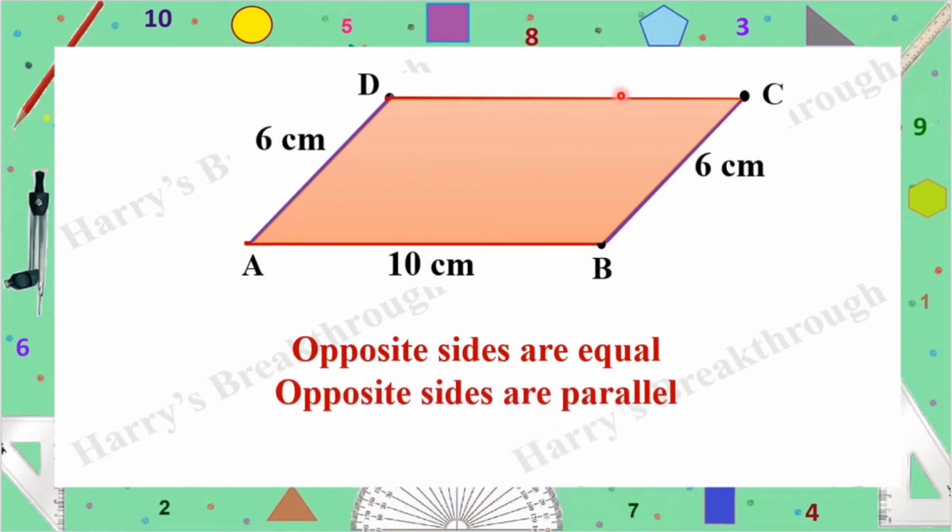And also we got that opposite sides are parallel, right? So this shape, where opposite sides are equal and opposite sides are parallel, is called a parallelogram. That is, for a parallelogram, the opposite sides are equal and opposite sides are parallel.